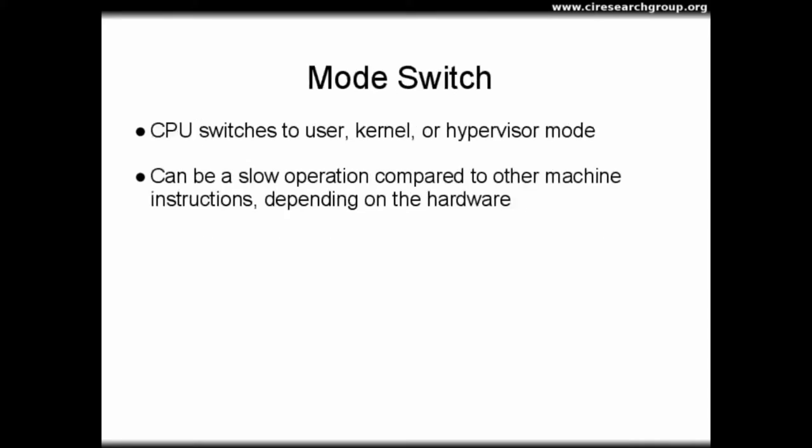Now, regardless of the number of modes available, whenever we wish to change modes for whatever reason, we have to perform something called a mode switch. That occurs whenever the CPU switches into user mode, kernel mode, or hypervisor mode, or whenever an x86 CPU changes which protection ring is presently effective. Mode switches have the potential to be slow operations compared to other machine instructions, depending upon the hardware. A notable example was the first generation of Intel Core 2 series processors, in which the mode switches into and out of hypervisor mode were quite slow.